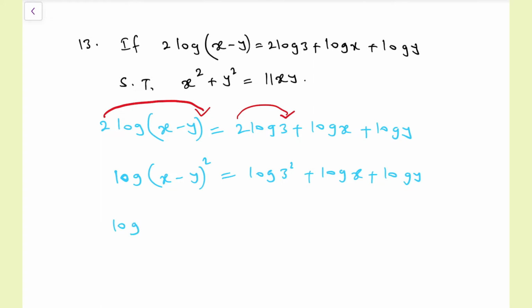Left side we cannot simplify, so I am writing it as it is. Log of x minus y whole square equals log 3 square, which can be written as 9, plus log x plus log y.